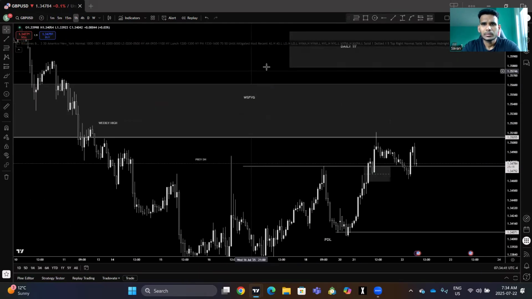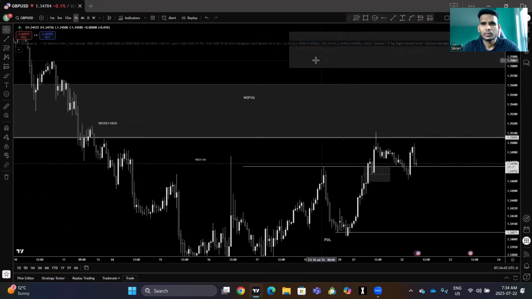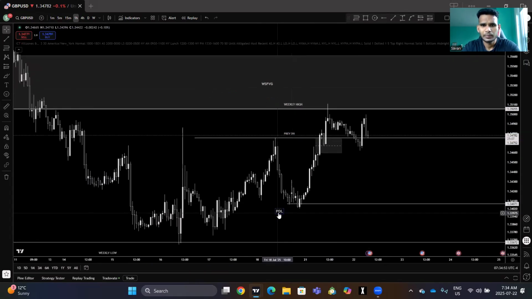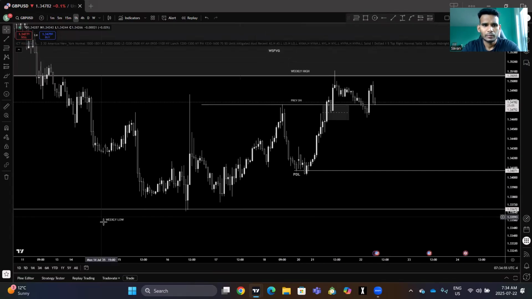So weekly fair value gap. Just delete this fella, I don't want this. This is a weekly fair value gap plus weekly high, and this is the previous day high, and this is the previous day low and weekly low.